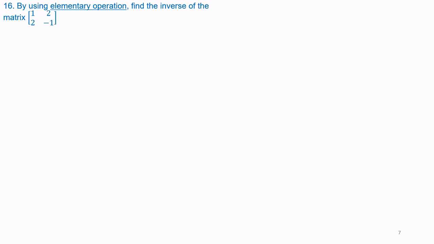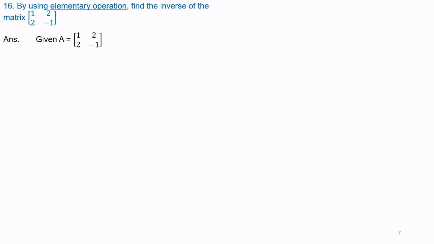Question number 16. By using elementary operation, find the inverse of matrix within brackets 1, 2, 2, minus 1. So we have to find the inverse of the given matrix by using elementary operations.